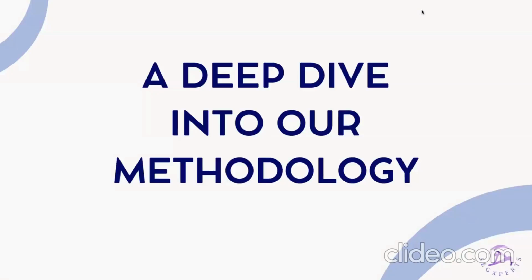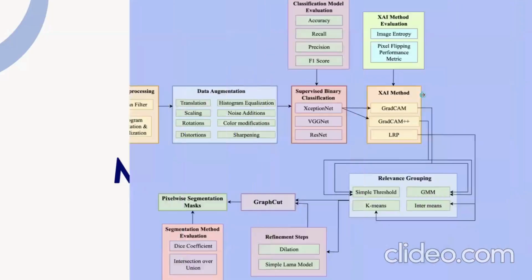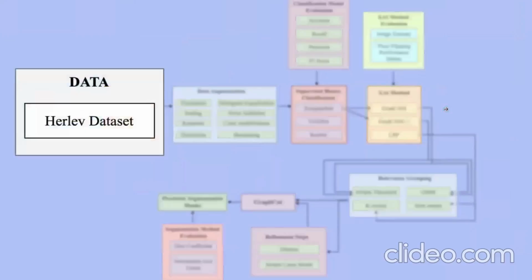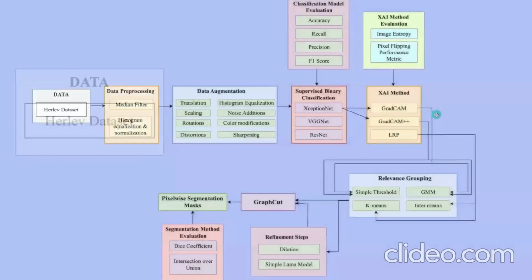Engineered with precision, this pipeline leverages a groundbreaking fusion of multiple cutting-edge technologies. This diagram shows an overview of our methodology. We utilize the HERLEV dataset, which originally contained 7 classes. But for the scope of our study, we reclassified into 2 main classes, normal and abnormal.